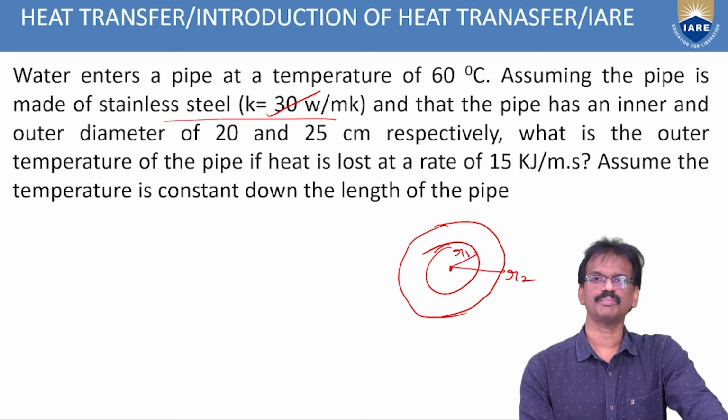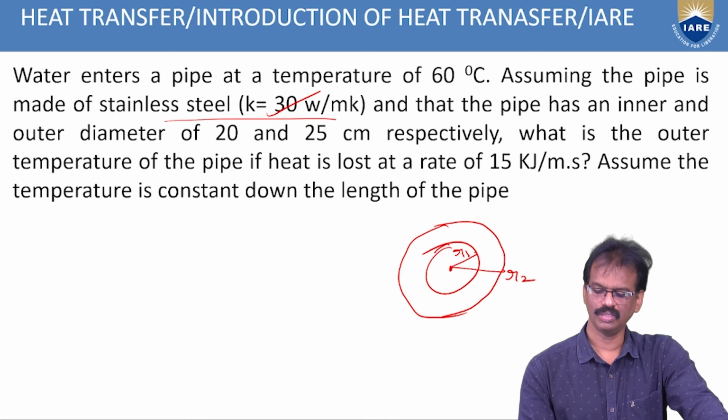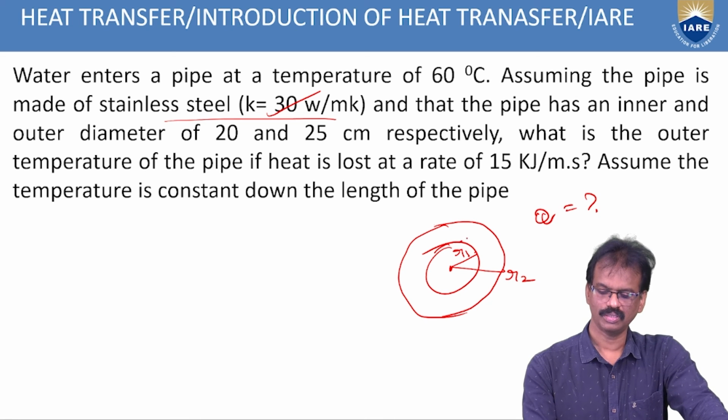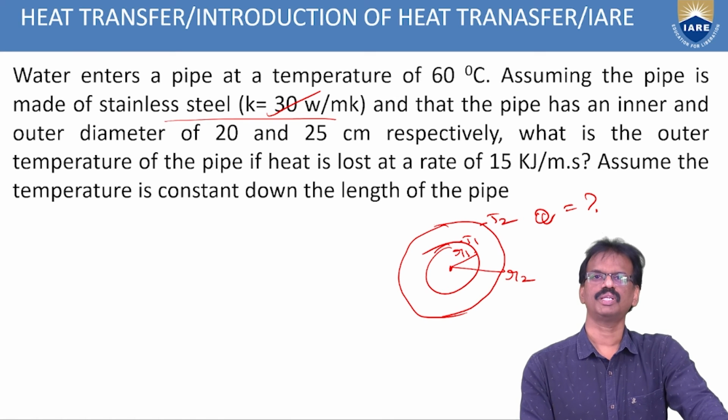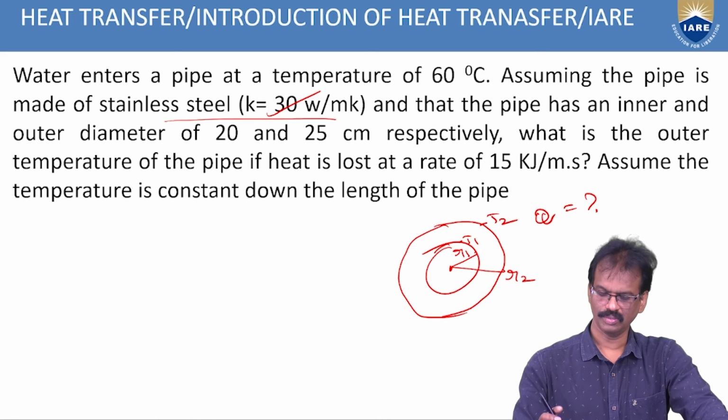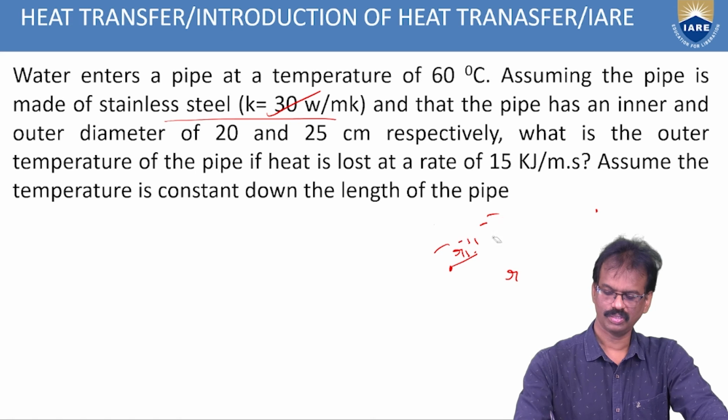What is the outer temperature of the pipe if the heat is lost at a rate of 15 kilojoule per meter? So here Q is given. This is the inner temperature, and outer temperature is T2. You have to find that one. Assume temperature is constant down the length of the pipe. So that is the numerical. Now we'll solve that numerical.